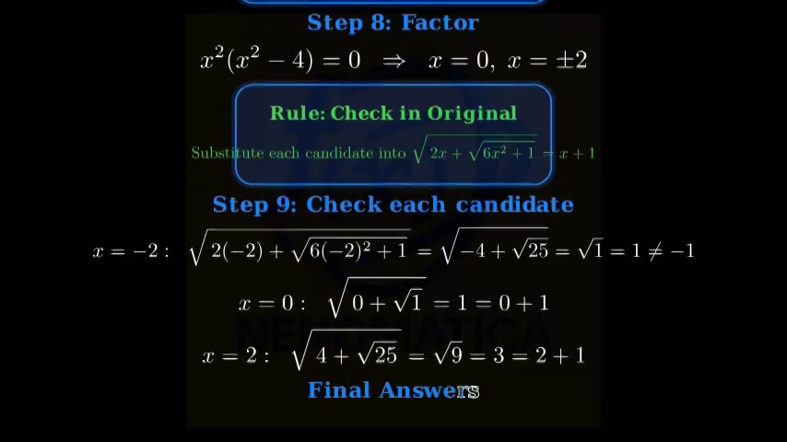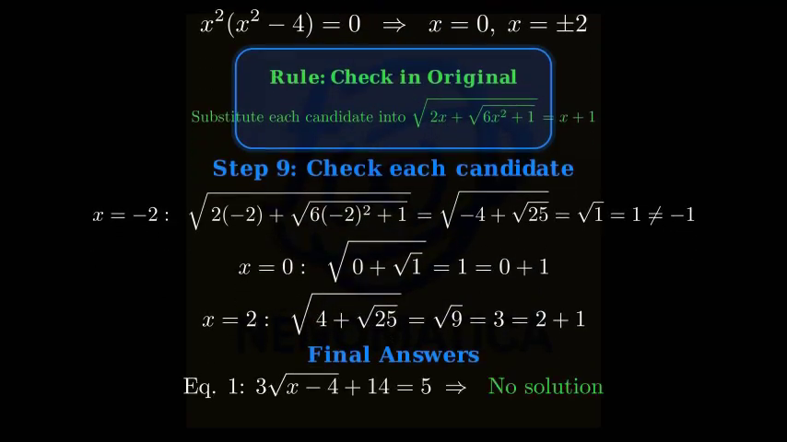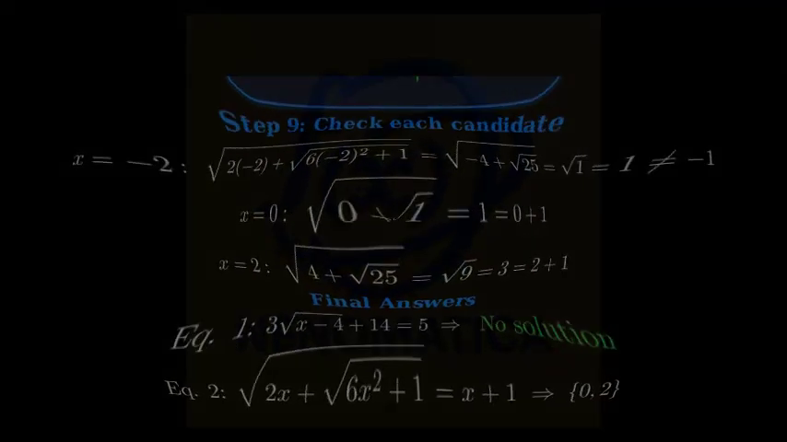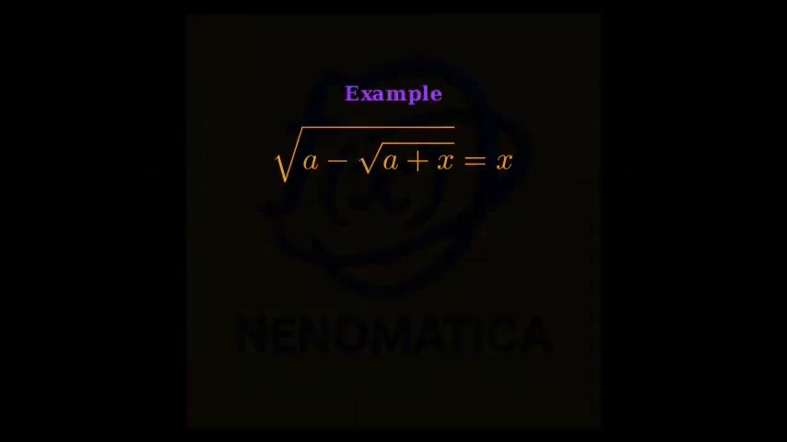Final results. For the first equation, there is no real solution. For the second equation, the solution set is curly brace 0, 2. Here is the example we will solve. The orange formula is the problem statement.